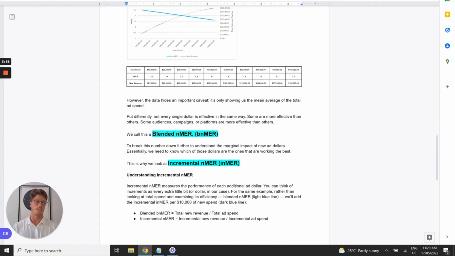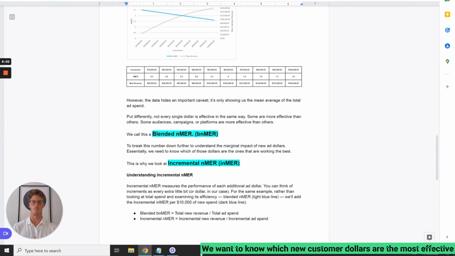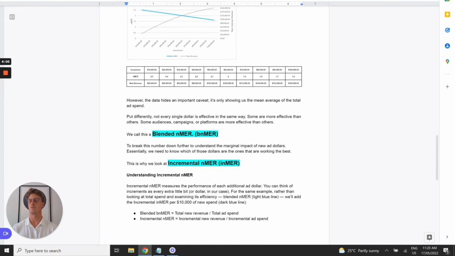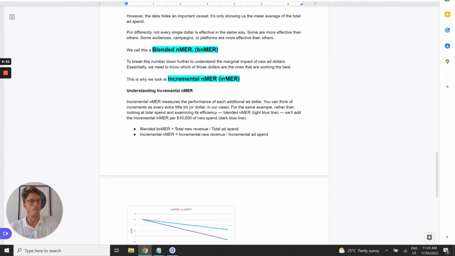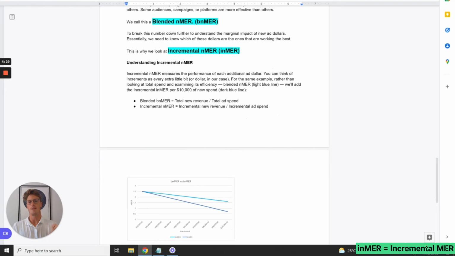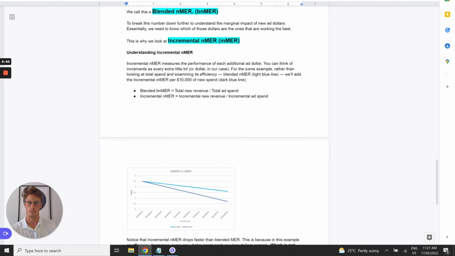What we actually want to understand is which parts of that investment are the most effective, right? What are the campaigns that are most effective? What are the audiences or platforms that are most effective? We want to understand that marginal impact, that incremental, where that next dollar becomes very effective. So that's why we look at a metric called incremental MER, INMER. And essentially, it's calculating the incremental revenue, the performance of each additional dollar, or extra little bit in our case, divided by the incremental ad spend. So I'll say it again, the incremental new revenue divided by the incremental ad spend.